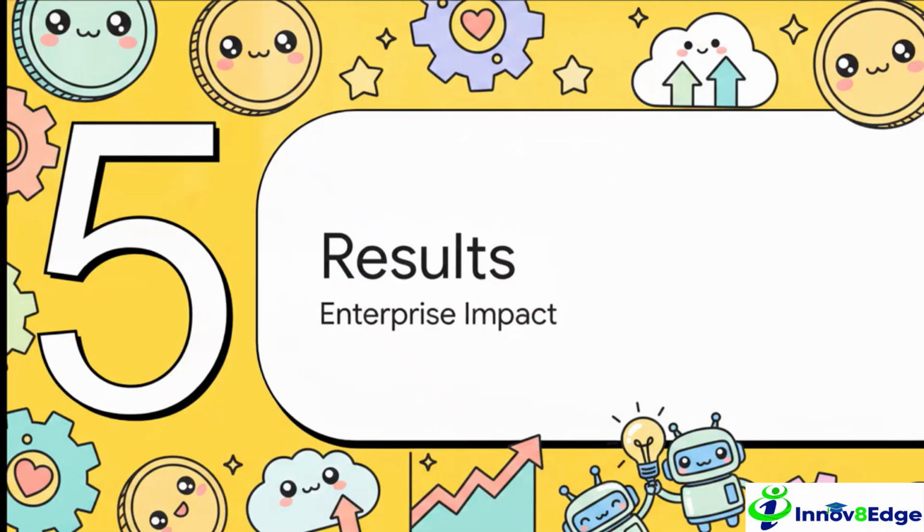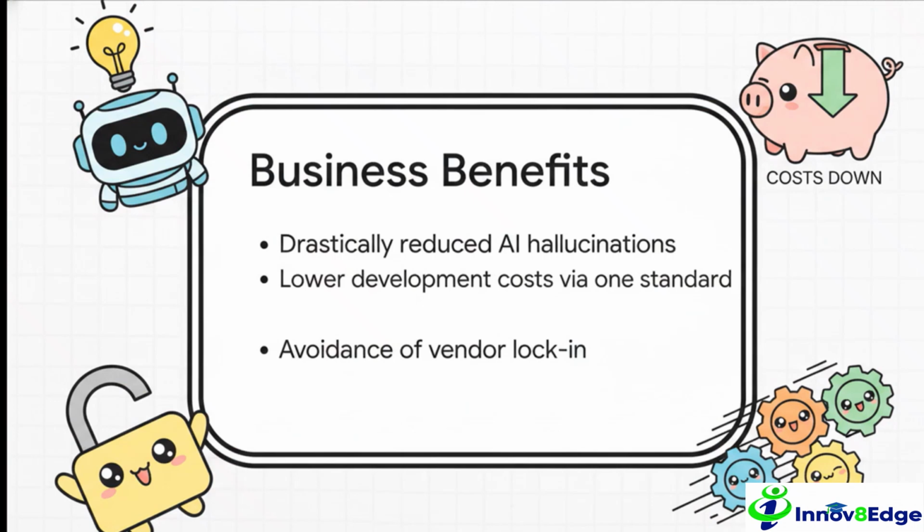Finally, Part 5: Results, ROI, and Enterprise Impact. We've covered the tech and the strategy. Now let's talk real numbers and bottom-line impact. By adopting MCP, the business benefits are immediate. First off, because your AI is now relying on actual, live data, hallucinations drop drastically. Your outputs become far more reliable for critical business decisions.